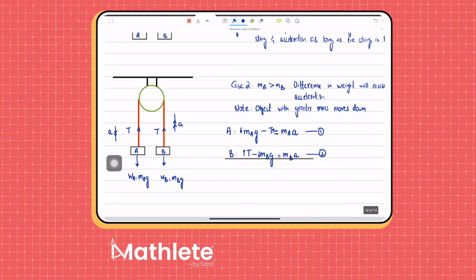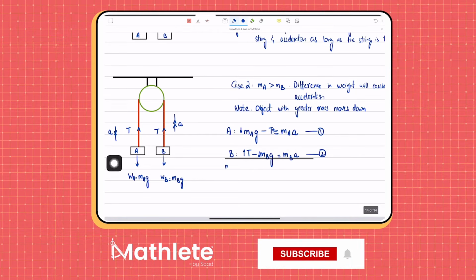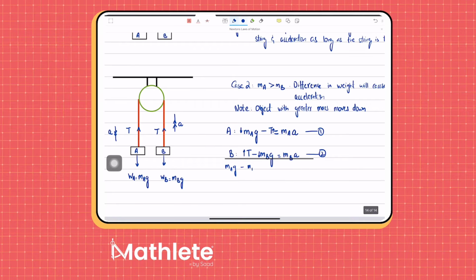If I add the two, notice that we have mAg minus mBg. So mass of A times g minus mass of B times g, and then minus T plus T, so tension cancels out. Tension is eliminated, and it is equal to mA into a plus mB into a.